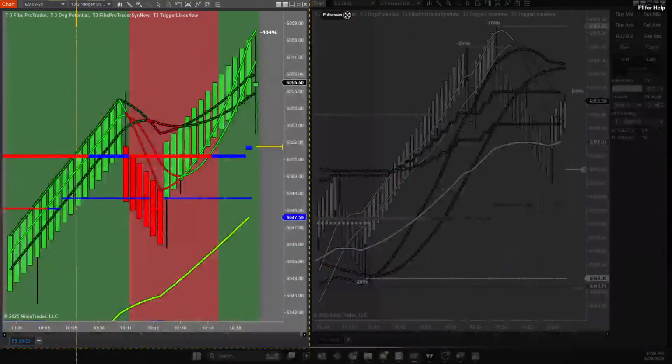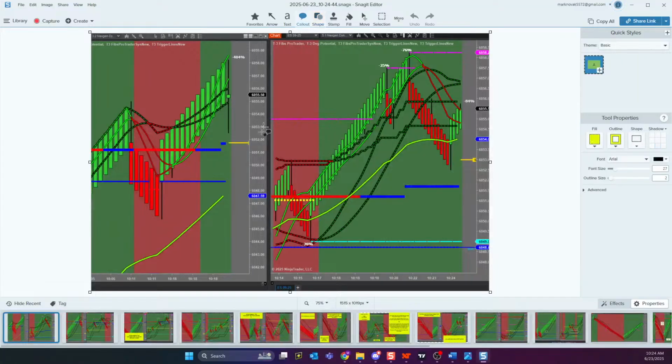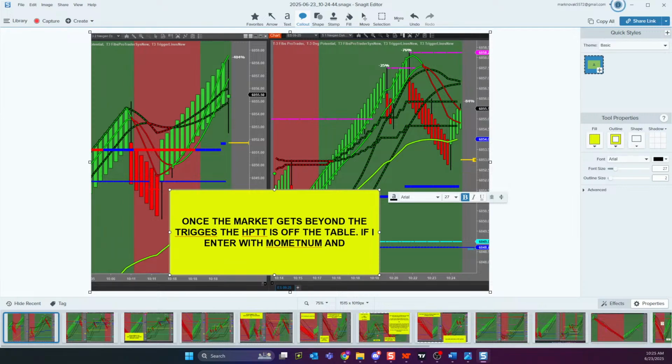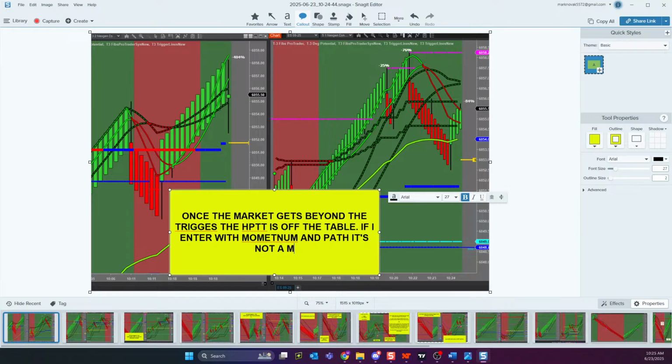and let me go back to the language. Let me go back to the entry language and the management language. Once the market gets beyond the triggers, the high probability trend trade is off the table. If I enter with momentum and path, it's now a medium probability trend trade. Does that make sense? Because two out of the three are gone, I don't have the entry area defined.